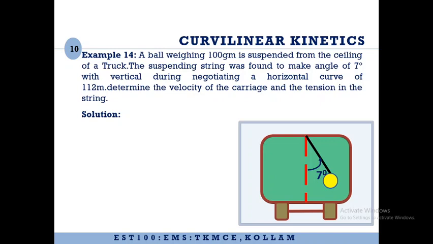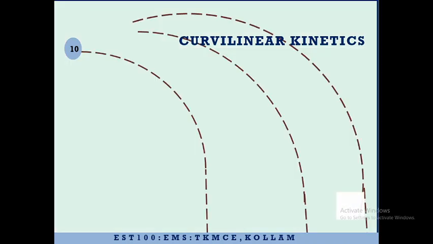Now let us consider the second example. A ball weighing 100 gram is suspended from the ceiling of a truck. The suspended string was found to make an angle 7 degree with the vertical while negotiating a horizontal curve of 112 meter. We have to determine the velocity of the carriage, that is its tangential velocity, and the tension in the string. So let us try to see what the question is all about.